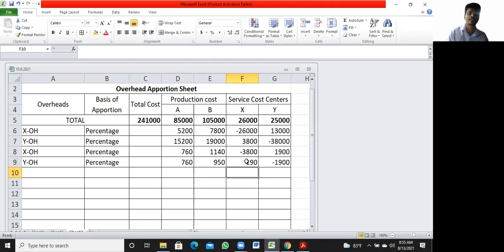Okay. Now again we are here. We have collected 190, so we can distribute that again continuously. We should distribute the collecting cost within the service cost centers.